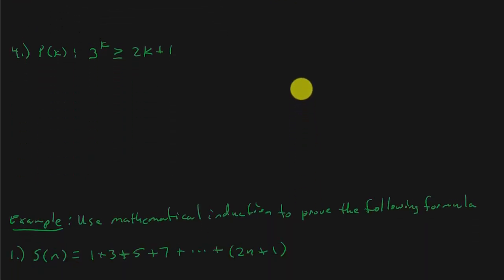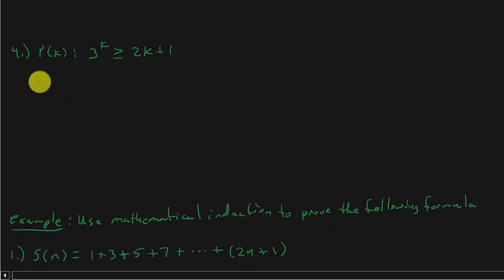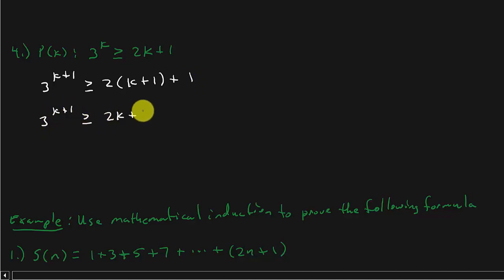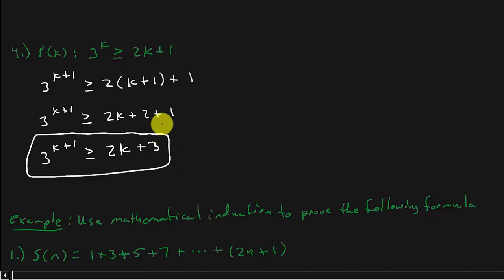All right, and then so this last one here, this would be what? 3 to the k plus 1 is greater than or equal to 2 times k plus 1 plus 1. And so this is going to be 3 to the k plus 1 is greater than or equal to, and then this is 2k plus 2 plus 1, distribute the 2, and then 3 to the k plus 1 is greater than or equal to 2k plus 3. And there you have it.